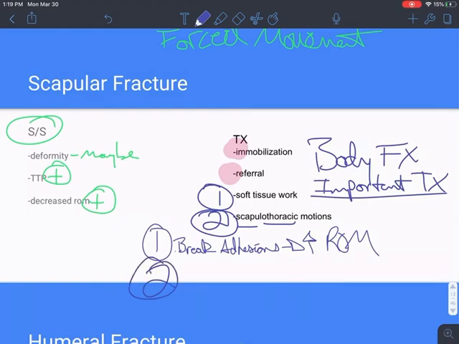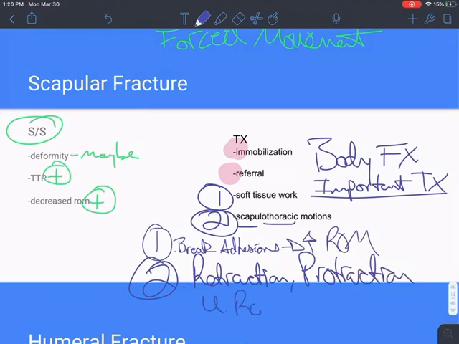All right, so number two, scapulothoracic motions. Those are motions that happen in the scapulothoracic region, right? So we're talking like retraction, protraction, upward rotation, downward rotation, depression, and elevation. Sorry if you can't read that.